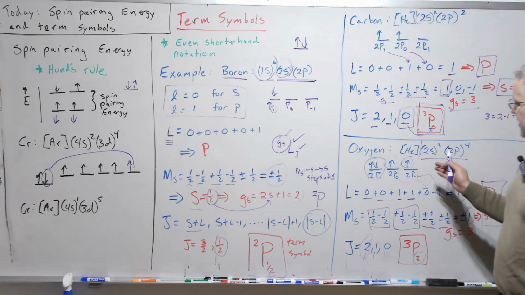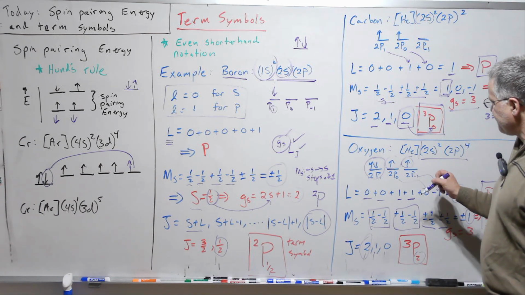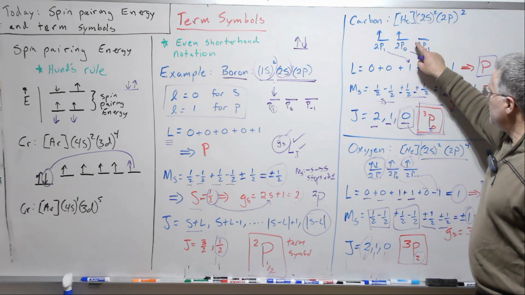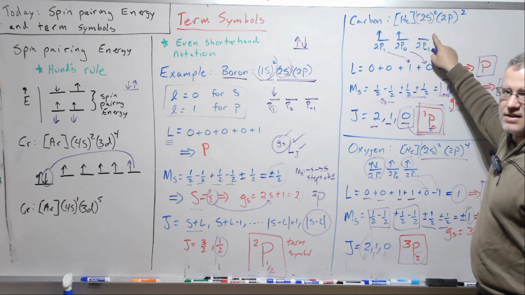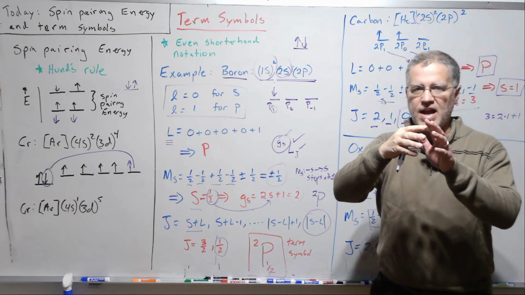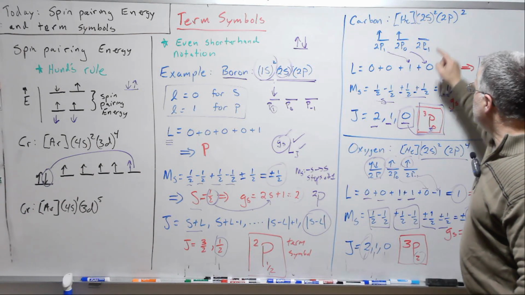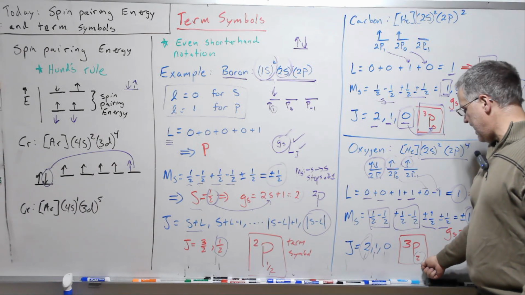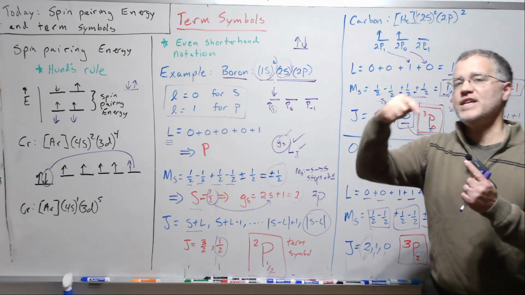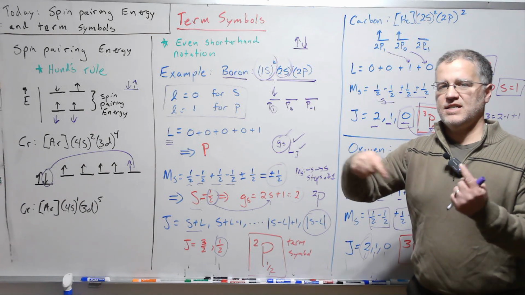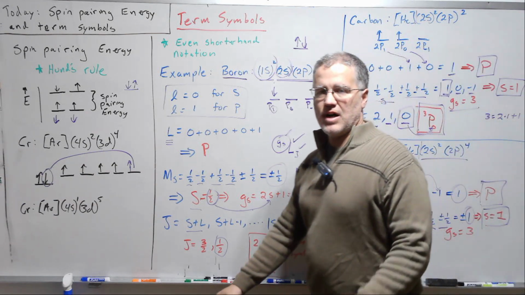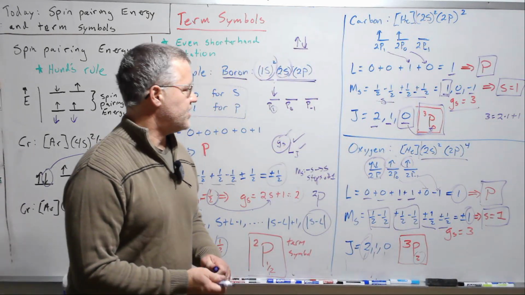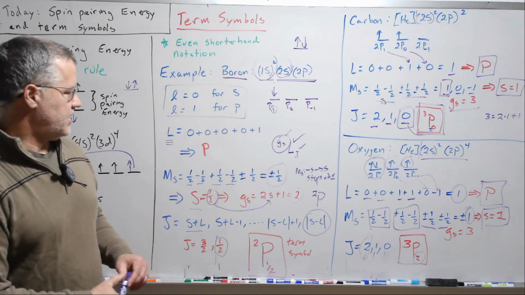Notice there's kind of a symmetry here. Missing one electron, there's a symmetry about a half-filled shell. So missing one electron gives us the same term symbol, aside from the J, as having one extra electron. And that will hold throughout. So there's kind of a symmetry about the half-filled states.